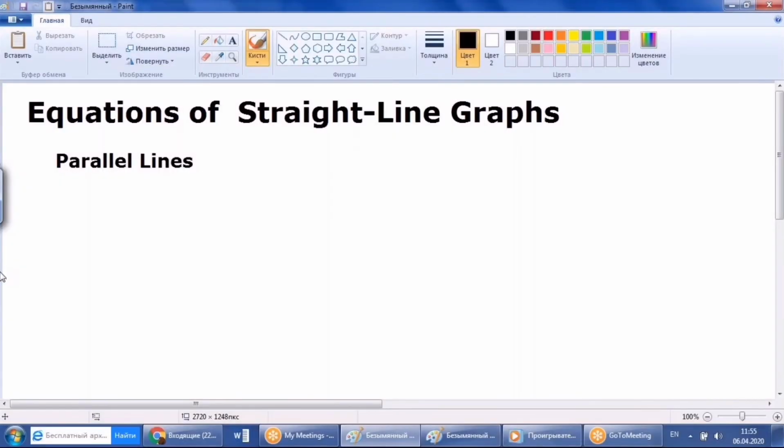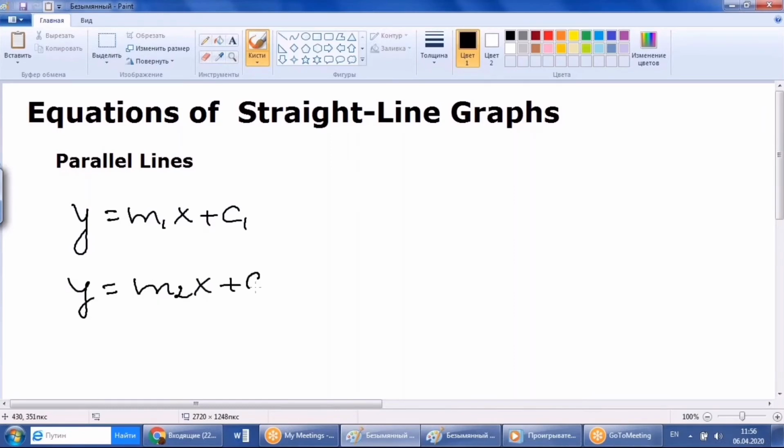Now we'll talk about parallel lines. Lines that are parallel have the same gradient. What does that mean? For example, we have the first equation, y equals m1x plus c1. And the second equation, y equals m2x plus c2. So to find out if our lines are parallel, m1 should be equal to m2.